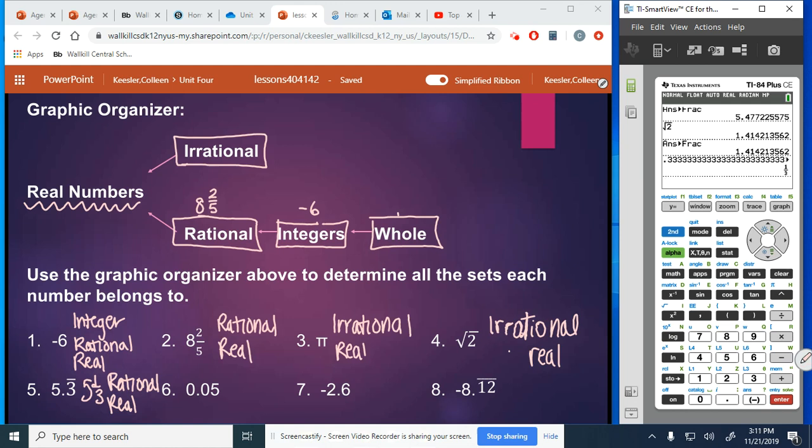Then 0.05 is a decimal that again can be turned into a fraction. That's 5/100ths. So again, it's rational and real. Negative 2.6 is negative 2 6/10, which a lot of kids, like I said earlier, would confuse with being an integer. But since it's got a fraction piece to it that cannot be turned into a whole number, it's just rational and real.